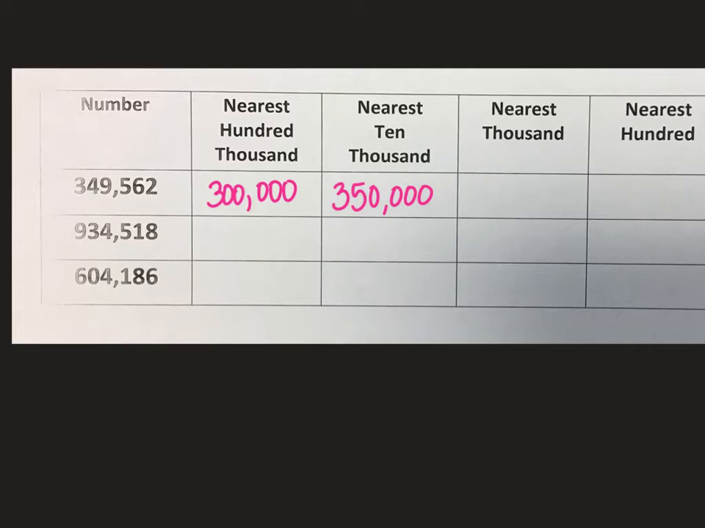Okay, now we're going to do the nearest 1,000. What digit is in the thousands place, Gavin? 9. The 9. So we're going to underline the 9. Where do I draw the arrow to? Avery? The number to the right, which is a 5. So I look at that number to the right.